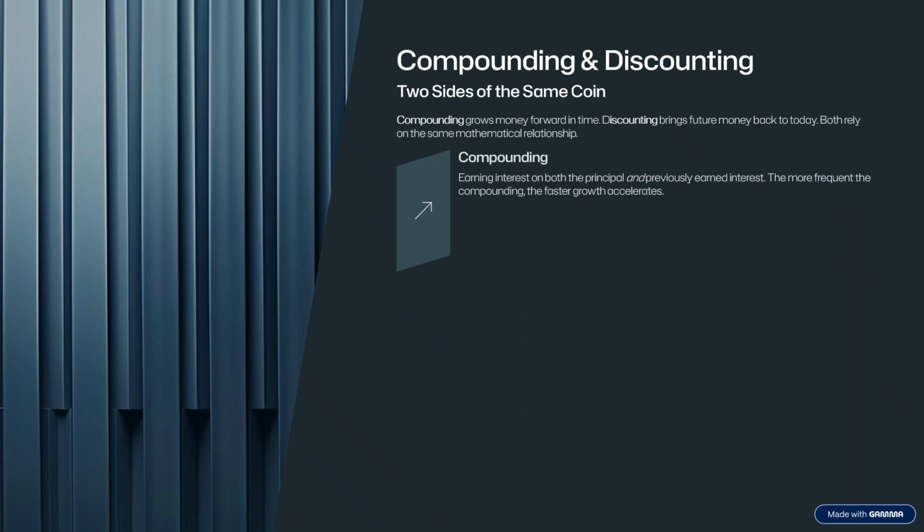Let us first understand compounding. Imagine you invest some money today. In the first year, you earn interest, and in the second year, you earn interest on interest, means your original money and the interest you already earned.